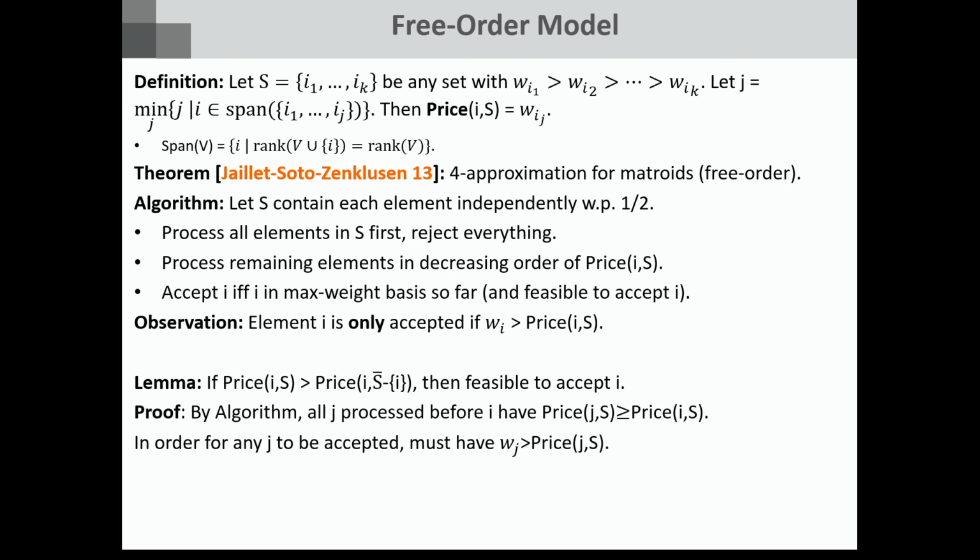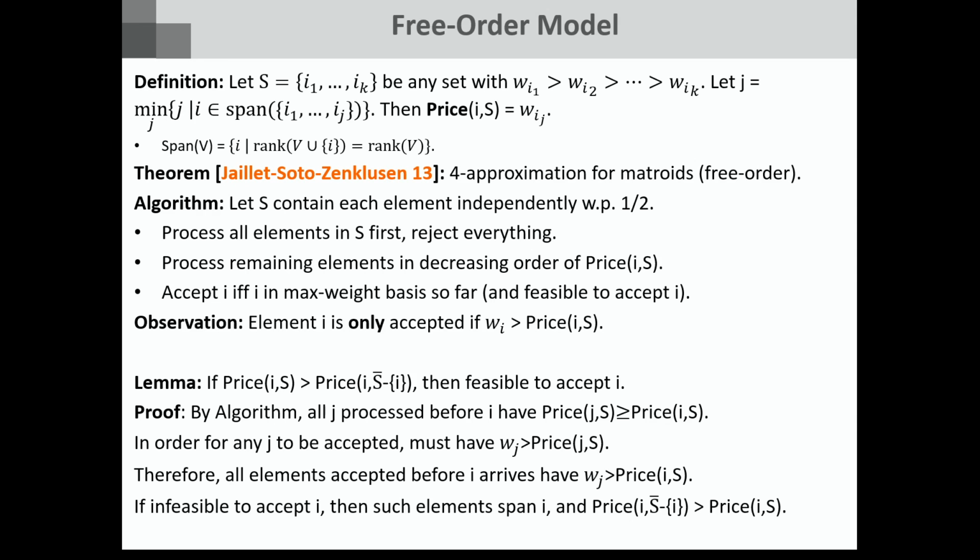Also, in order for any j to possibly be accepted, by this observation, its weight must be at least as large as its price with respect to S. Therefore, every element that is processed before I and is accepted has weight at least as large as the price of I with respect to S, just by chaining these two together. Now if it's infeasible for us to accept I, what must have happened? We must have accepted a set of elements that span I. But then we have a set of elements all in S bar minus I, whose weight is all larger than the price of I with respect to S. This directly means that the price of I with respect to S bar minus I is larger than the price of I with respect to S.